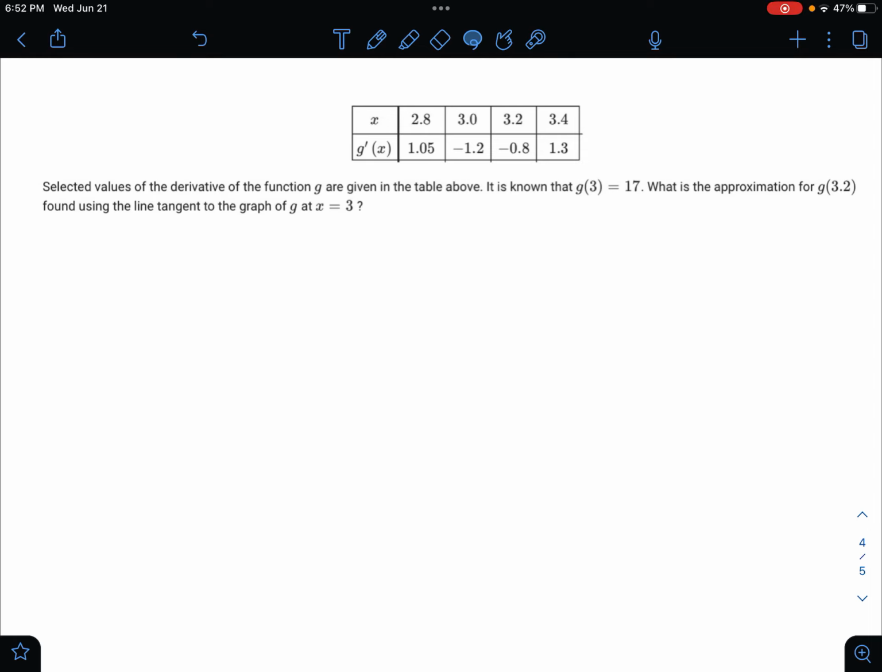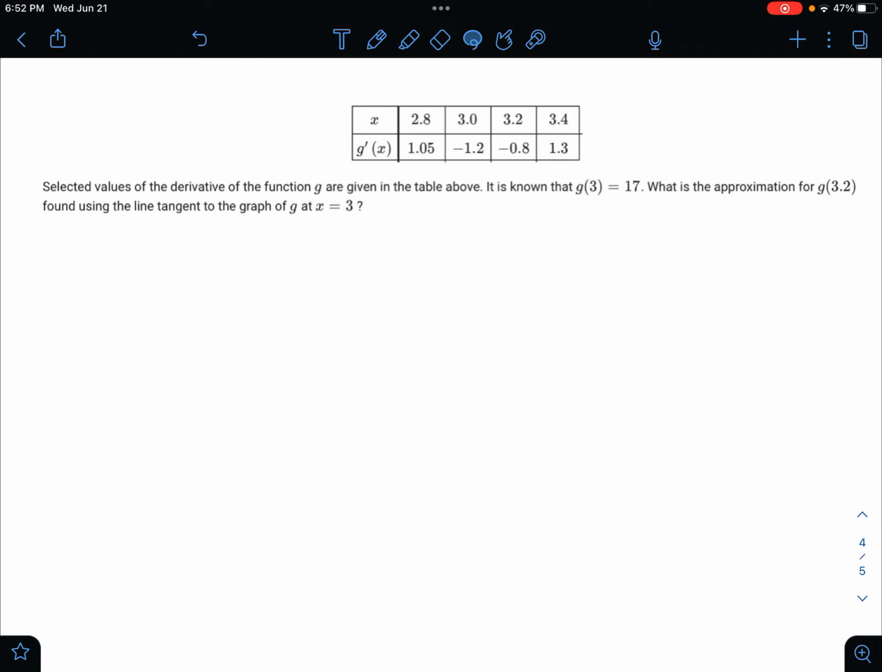In this video, I'll be going over how to solve a linear approximation question. So first, let's read the question. Selected values of a derivative of the function g are given in the table above. It is known that g of 3 is equal to 17. What is the approximation for g of 3.2 found using the line tangent to the graph of g at x equals 3?